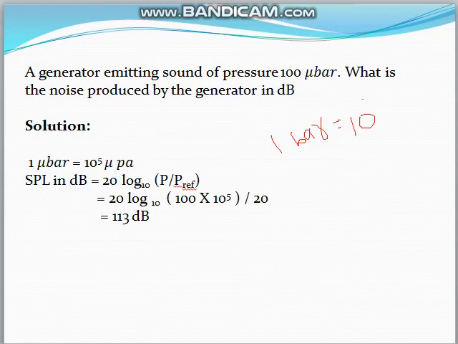10 power 5 Newton per meter square. Newton per meter square or Pascal, both are same. Okay. So here 1 microbar is equal to 10 power 5 micropascals. We know that sound pressure level in decibels is equal to 20 log of the ratio of pressure to reference pressure. By substituting this pressure value here, we'll get the sound pressure level as 113 decibels. Okay. By using this sound pressure level formula, we can calculate this.